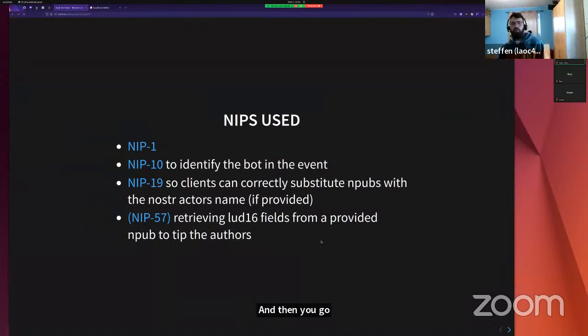So what NIPs did I use so far for building that? It's NIP1, of course, then NIP10 to identify the bots in the events with the P and E tags, NIP19, the one that provides information so that clients can easily substitute npubs with the actor names if they are provided in the profile. And NIP57, it's not really a ZAP implementation yet, but I retrieve the Lightning addresses from the profiles if an npub from the author was provided.